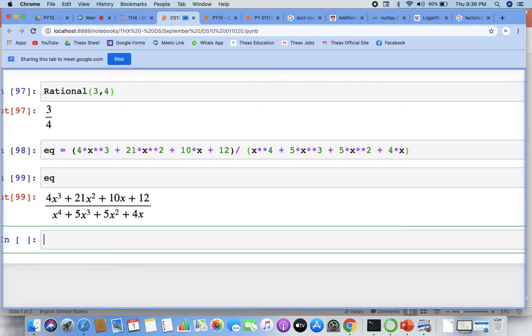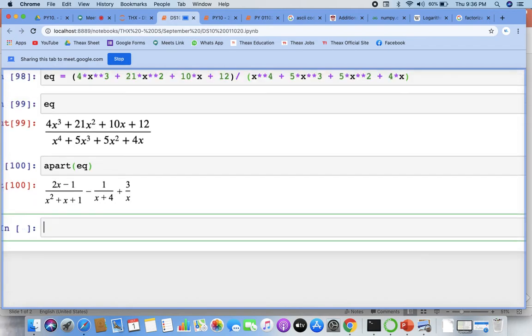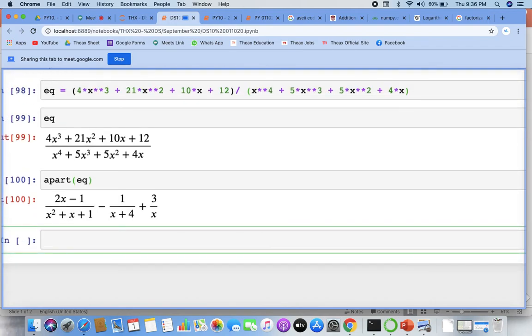Okay, fine. So we have a function called apart, APART, very easy. It performs a partial fraction decomposition on any rational fraction that is supposed to have a partial fraction. So we can use apart of EQ. The answer is: 2x minus 1 by x squared plus x plus 1, minus 1 by x plus 4, plus 3 by x. Like this.